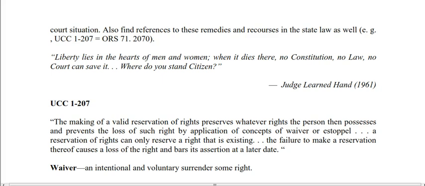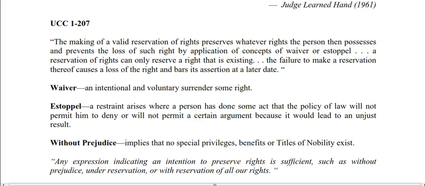Liberty lies in the hearts of men and women. When it dies there, no constitution, no law, no court can save it. Where do you stand, citizen? Judge Learned Hand, 1961.